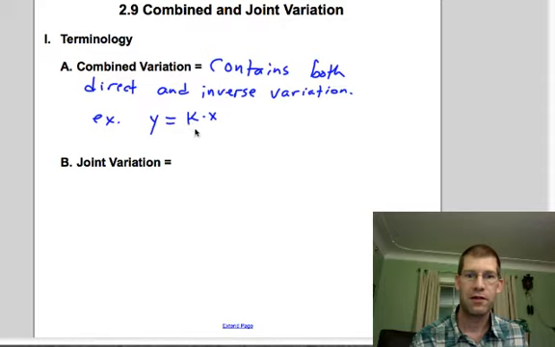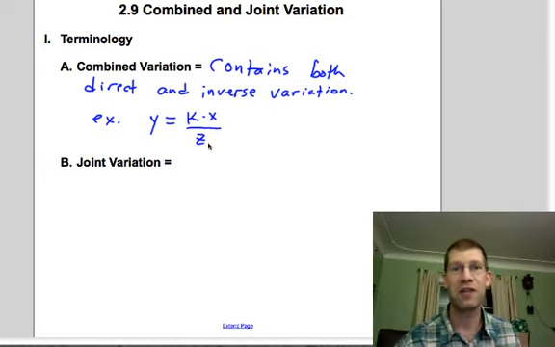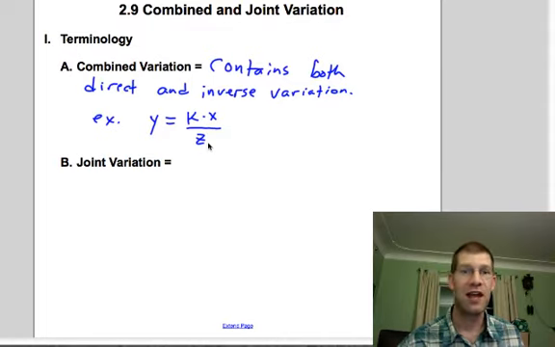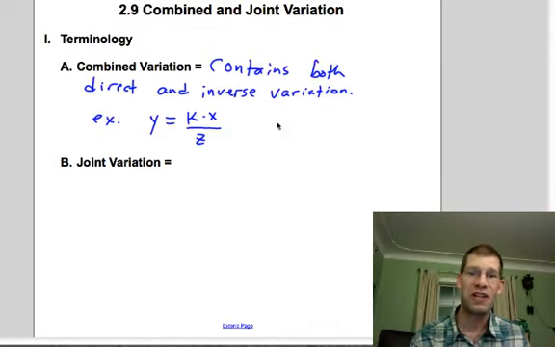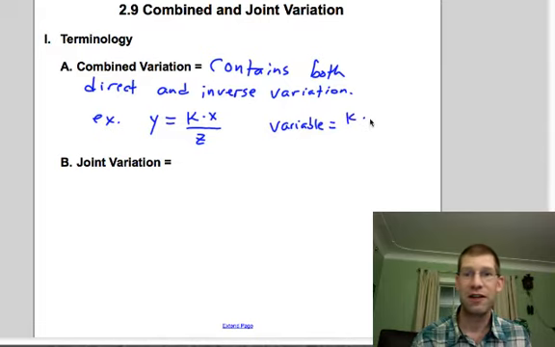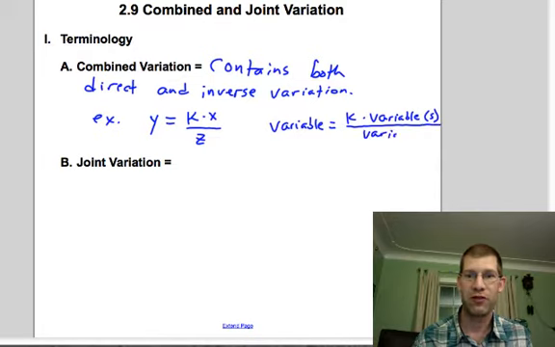But then it also has to have the inverse variation, which is where we had a variable in the denominator. So you could say, maybe let's put a z in the denominator. So here would be an example of y varying directly with x and inversely with z. Maybe for a more generic formula, we'd say a variable equals k, and then to have both, you'd have to have at least one variable in the top. So I'm going to say variable(s), with the s in parentheses. So k times one variable, or maybe multiple variables up there. But then also in our denominator, we have to have one or more variables there. So I'm going to write variable(s) in the denominator as well.